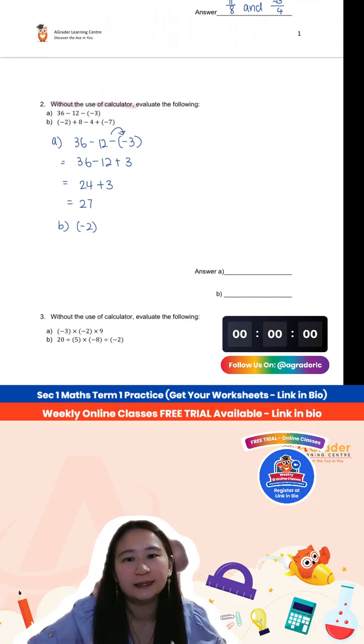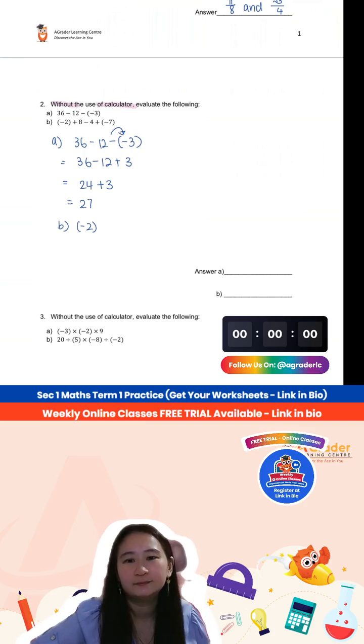Linear law is in Sec 3. Sec 3 A Math. We also have that in physical classes.